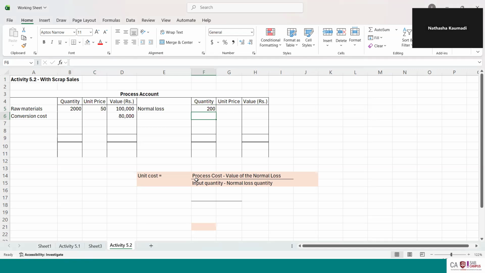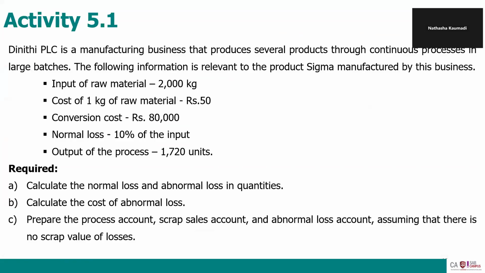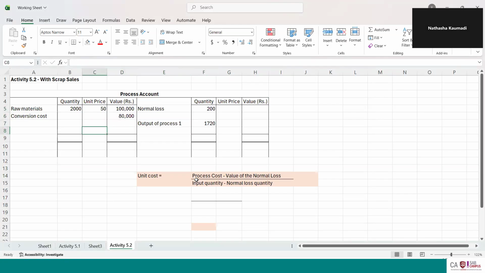And then output of the process. Output of process 1, 1720. So likewise, I have entered all the details, right? And then I'm going to tally the quantity columns. It's 2000 here. When you take the total, it's 1920. Now you understand, no need to do a separate working. Now you understand what has happened. That is the abnormal loss. Abnormal loss. It should be 80. Yeah. Quantity columns are tallying now.